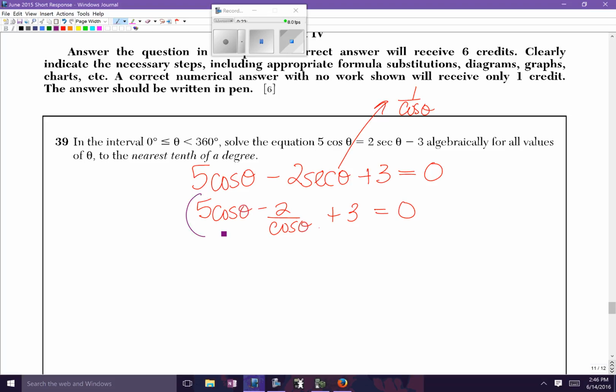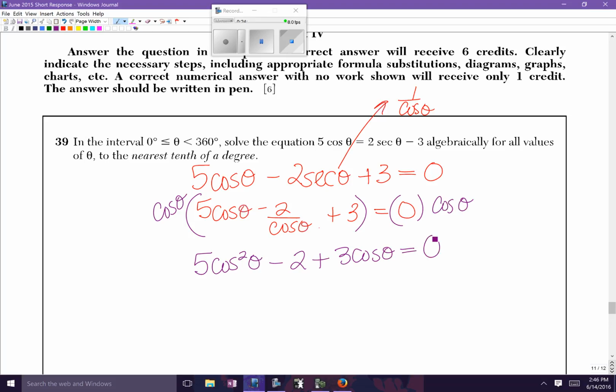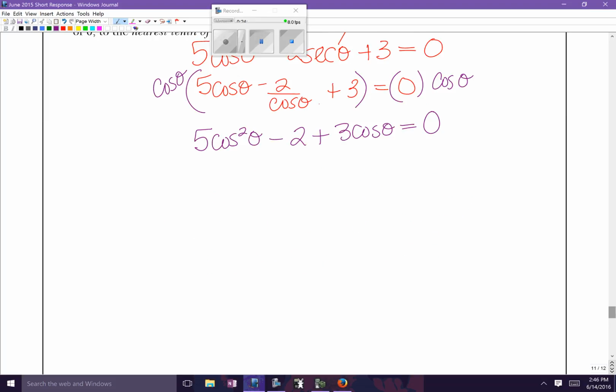Now I need to get that cosine out of the denominator, so I can do that by multiplying the entire equation by cosine of theta on both sides. So now I'm going to have 5 cosine squared theta minus, this cosine will cancel with this cosine, plus 3 cosine of theta. And we know 0 times cosine of theta is just 0. Okay. Now I'm going to write it in standard form. 5 cosine squared theta plus 3 cosine theta minus 2 equals 0.